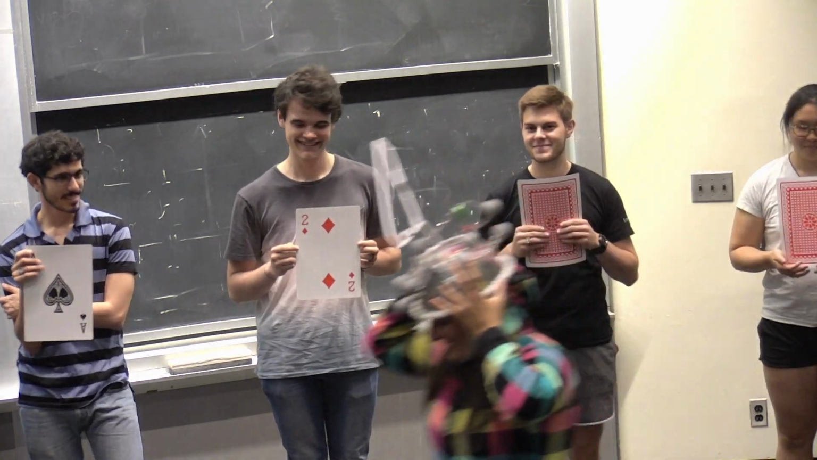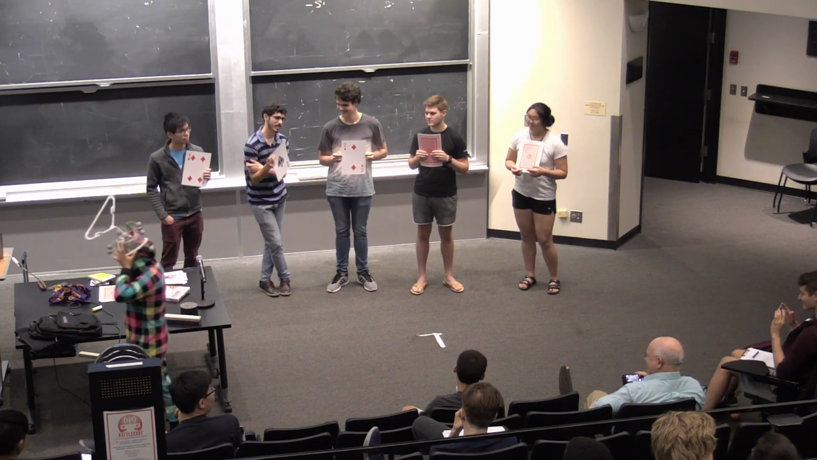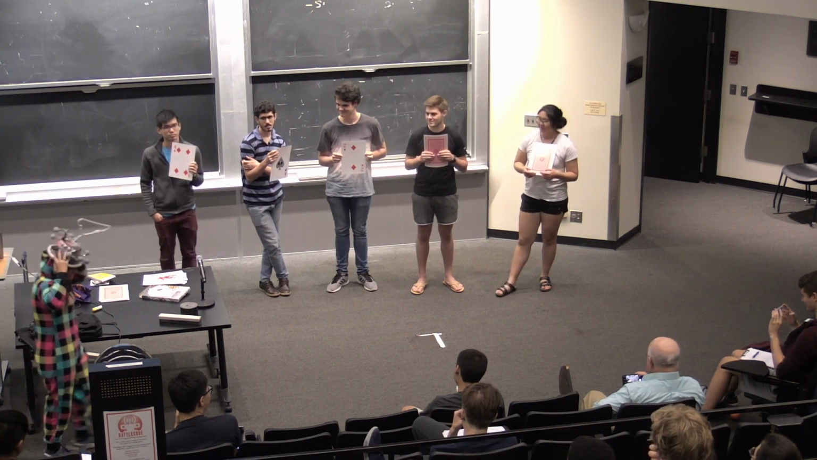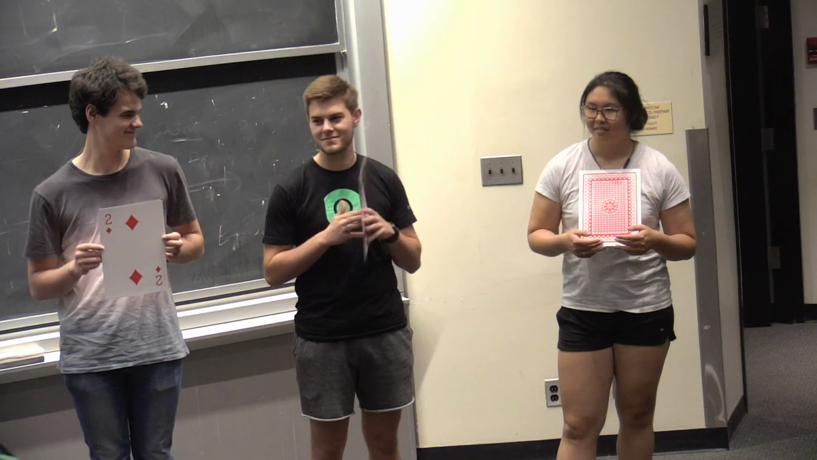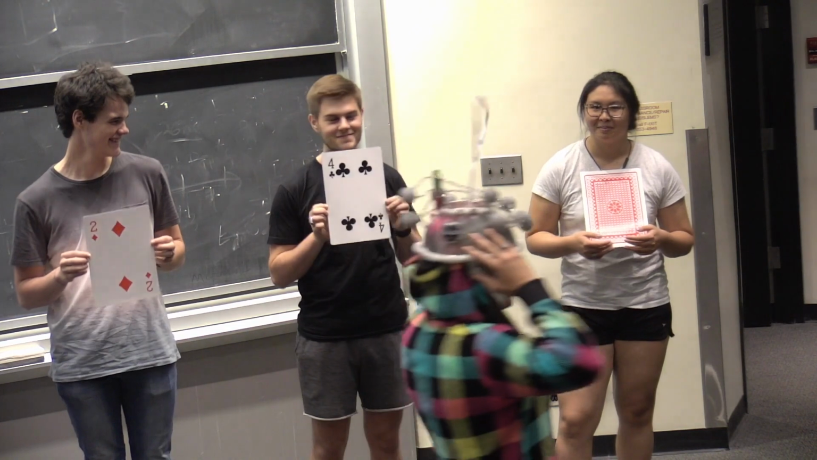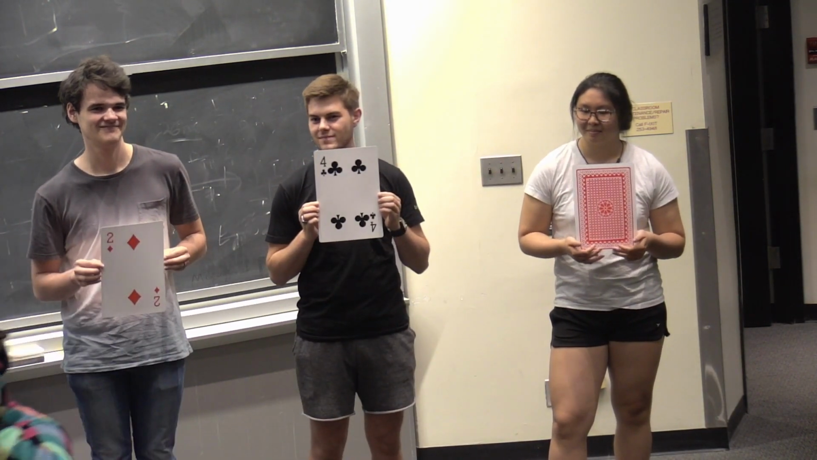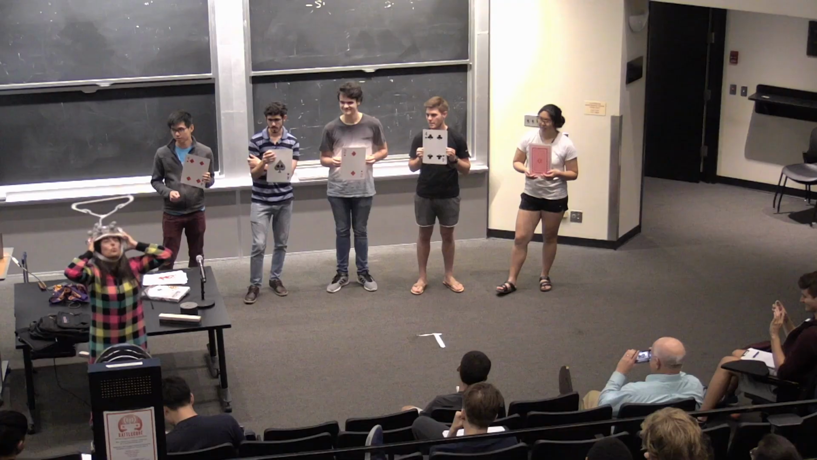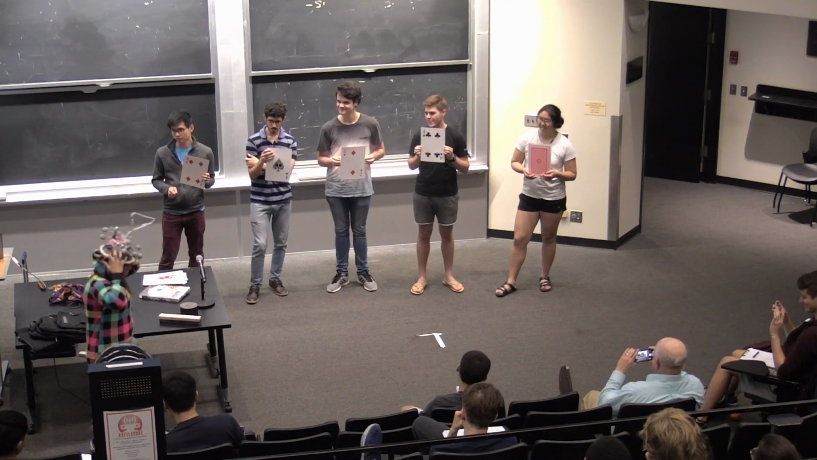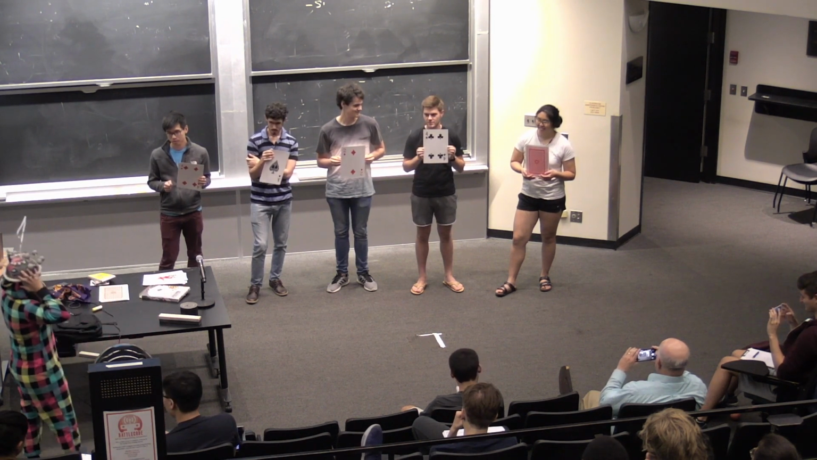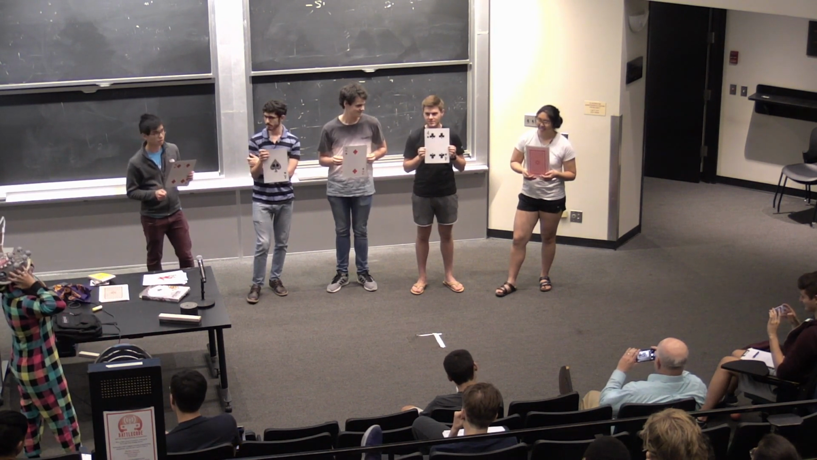Can I get the last 2? All right, let's see what we can do here. All right, black, club, 4. All right, last one. Last one. All right. It's going to be a tough one. Black, spade, 8.